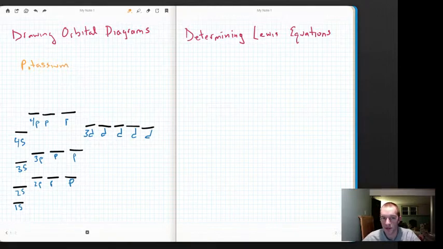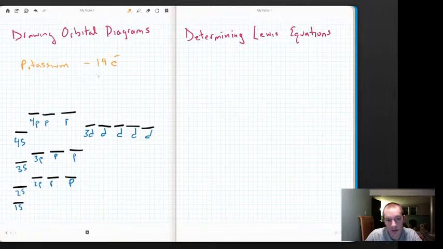So I've got it prepared up here already for us to draw the orbital diagram for potassium. And so what we'll do is we'll go ahead and draw that orbital diagram for potassium. The first thing we need to understand about potassium is the number of electrons it has. The number of electrons that potassium contains is 19. We know that by looking at the periodic table, and if potassium is neutral, there are going to be 19 electrons.